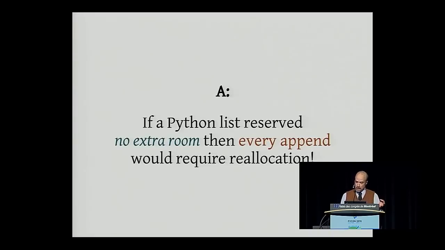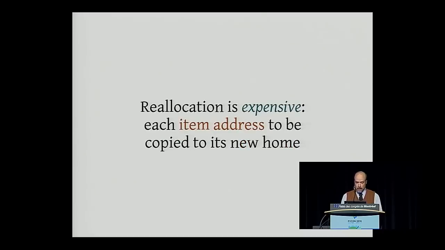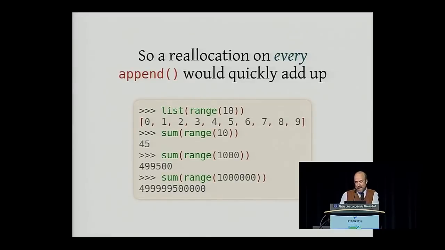The answer is that if a Python list reserved no extra room, then every single append you did would require a reallocation. Reallocation is expensive. Each item address has to be copied to its new home when you reallocate to a new free area of memory. So reallocation on every append would add up. If to add the 2nd element, I had to copy the 1st's address. If to add the 3rd element, I had to copy the 1st and 2nd's address. Then you can see that a list of just 10 appends would cost 45 address copies. A 1,000-element list would require 500,000 operations, and a 1,000,000-element list would require 500 billion copies of an address in memory.